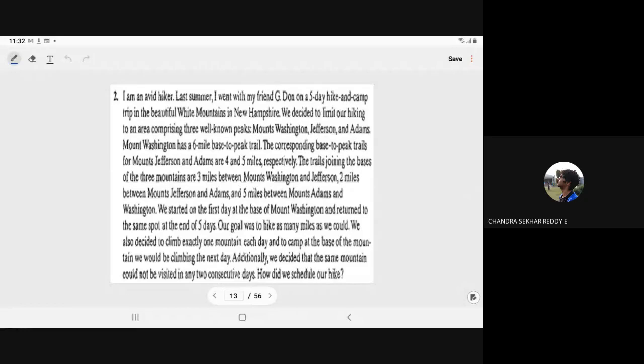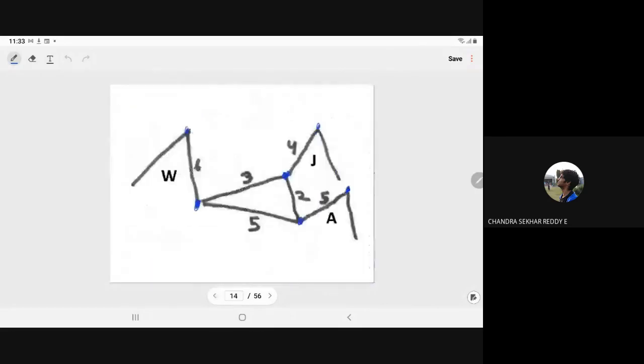We started on the first day at the base of Mount Washington and returned to the same spot at the end of 5 days. Means here we start on day 1 from here, and after roaming for the 5 days again we are at this point.